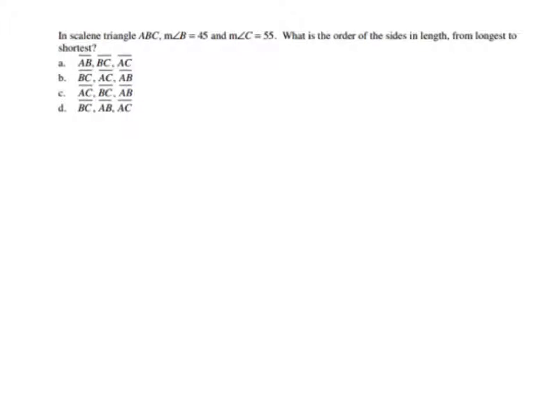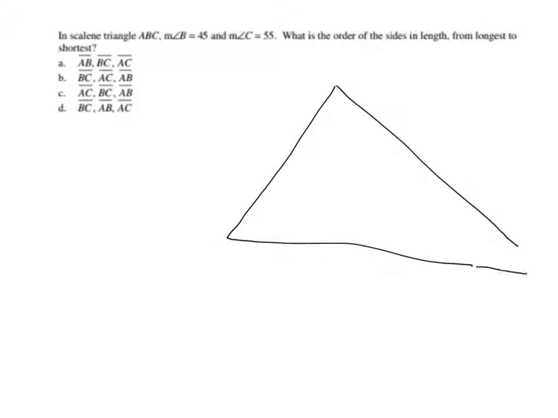Let's take a look at the last multiple choice question. In a scalene triangle ABC, measure of angle B is 45, measure of angle C is 55. What is the order of the sides in length from longest to shortest? Well, they didn't give you a picture. And we talked about this in class, that when they don't give you an image to look at, draw one. Because images are so vital in math. They help us comprehend what we're thinking about the problem. And then label that triangle.